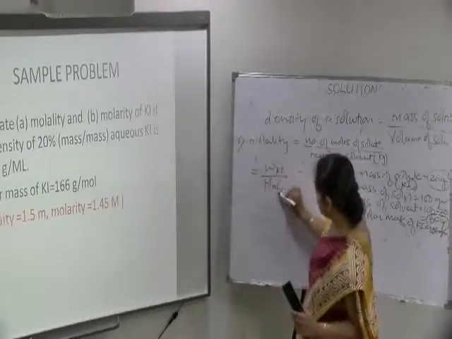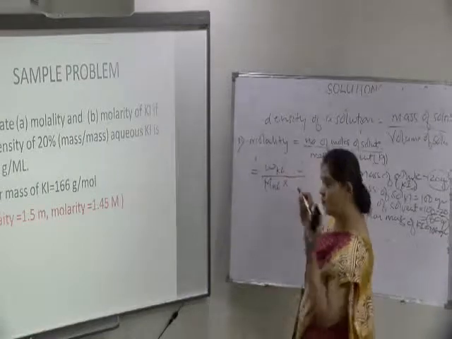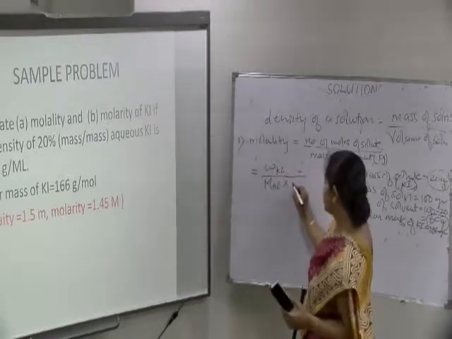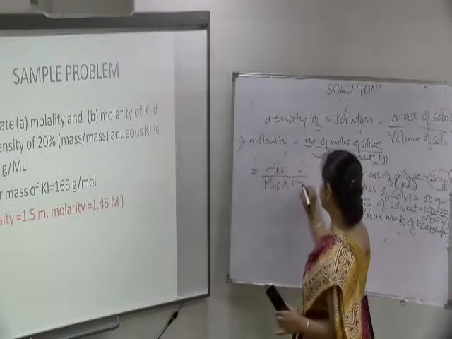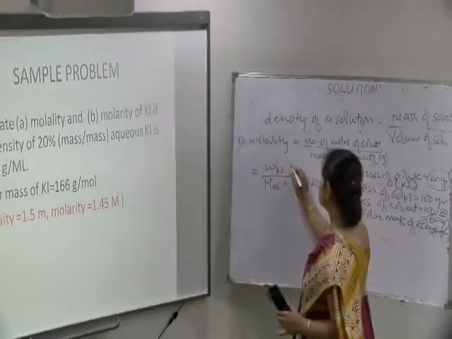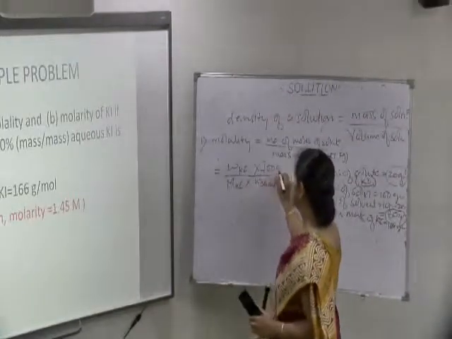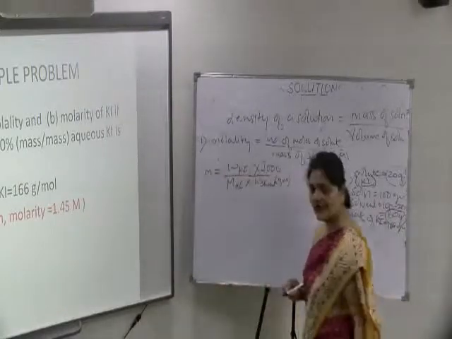This gives you the number of moles of the solute divided by the mass of the solvent in kg. Here you have the mass of the solvent in grams, so you will convert it into kgs by dividing by 1000. So this becomes the mathematical expression for molality.